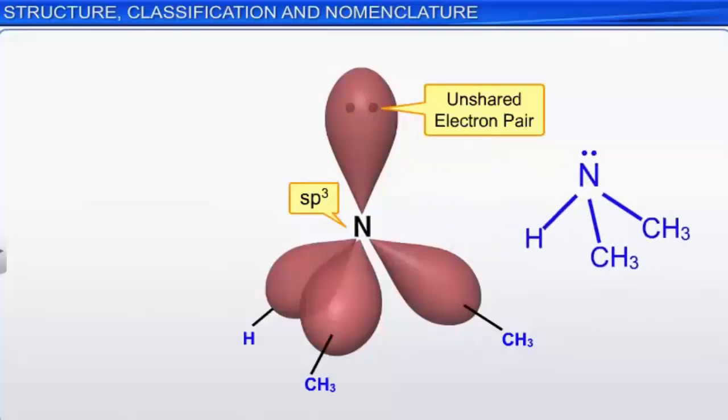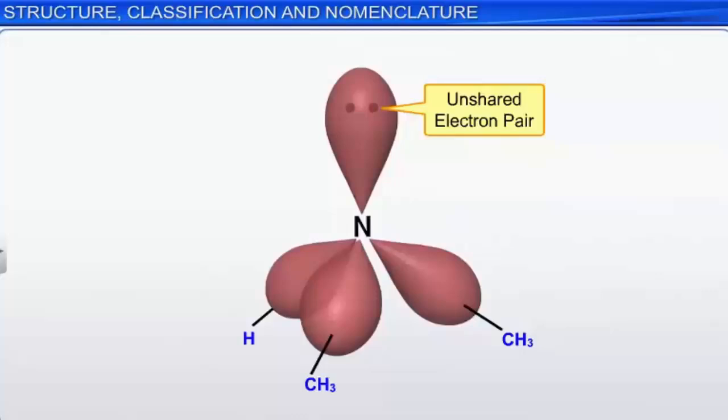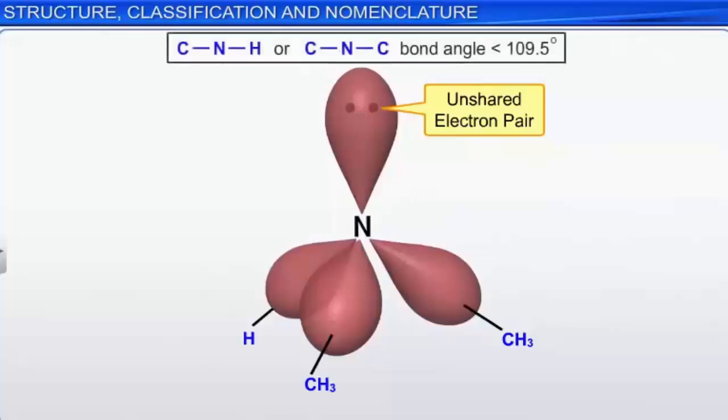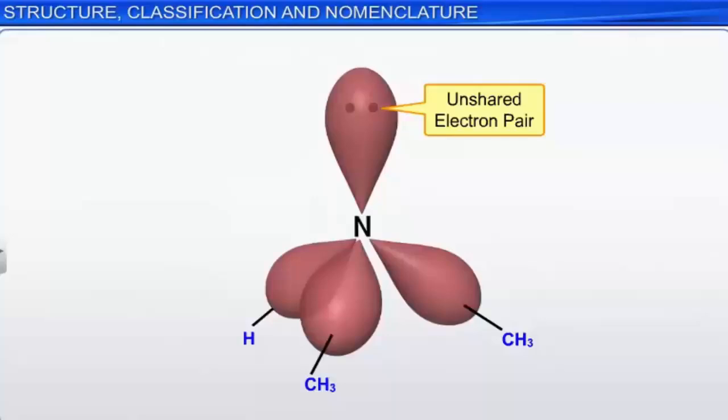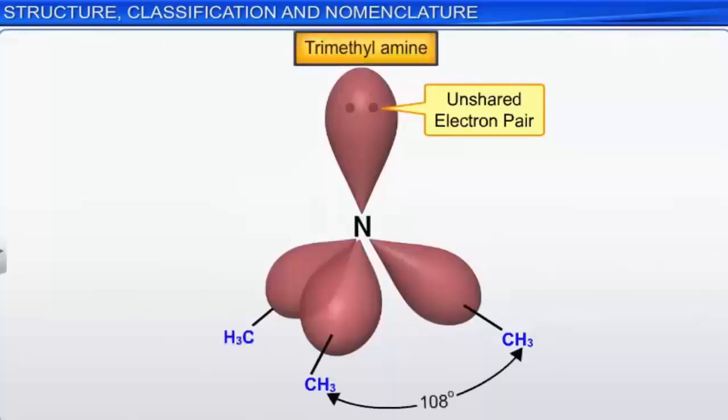Due to the presence of an unshared pair of electrons, the CNH or CNC bond angle is less than the normal tetrahedral bond angle of 109.5 degrees. For example, the bond angle in trimethylamine is 108 degrees.